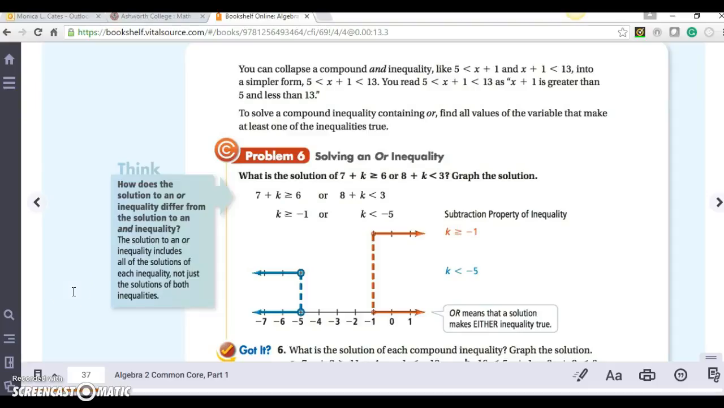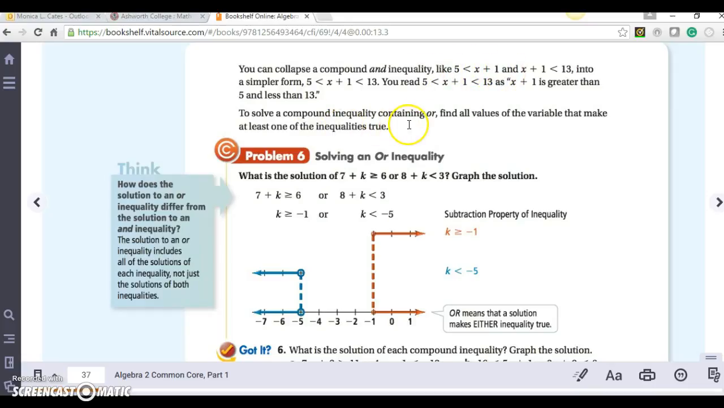Okay, so you can collapse a compound inequality, like 5 is less than x plus 1 and x plus 1 is less than 13, into a simpler form. You can make it 5 is less than x plus 1 and x plus 1 is less than 13. Or you can say x plus 1 is greater than 5 and less than 13. But when you're solving it, it would still be better to break it up.